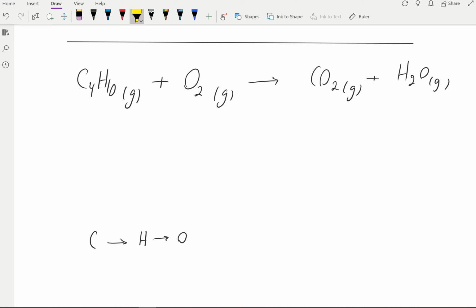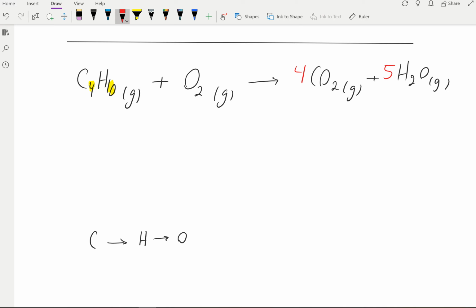I have 4 carbons here at the left side, so on the right side, I must put 4 for the carbon. Now let's go for the hydrogen. On the left side, I have 10 hydrogens. So I have to put 5 here. 5 times 2 becomes 10. Now let's go for balancing the oxygen.